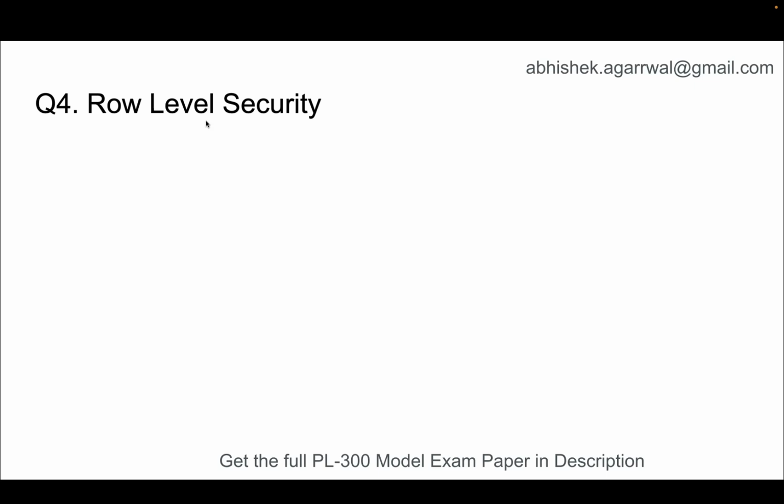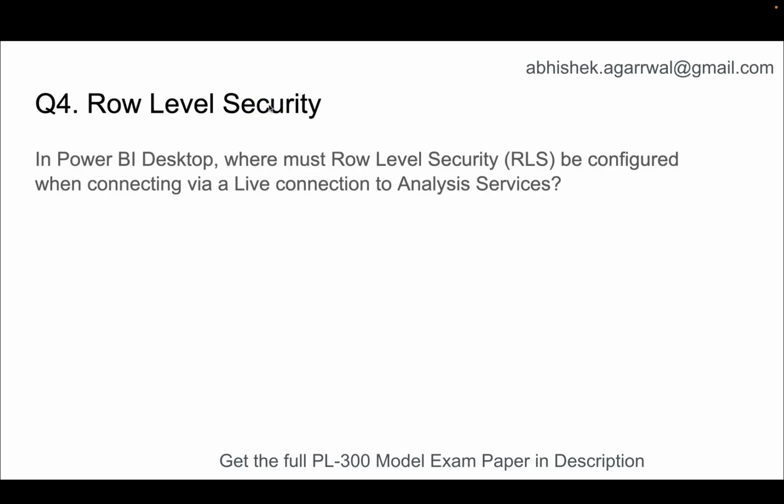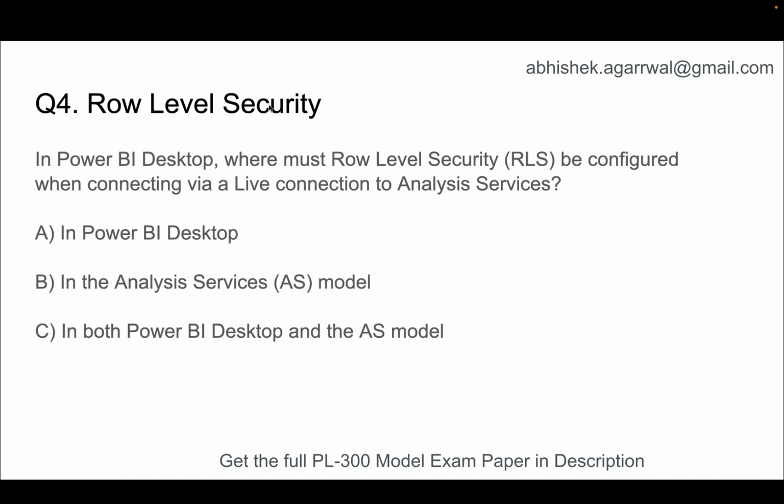So this is the row level security question, and the question is: in Power BI Desktop, where must row level security be configured when connecting via a live connection to Analysis Services? Option A is in Power BI Desktop. B is in the Analysis Services model. C is in the Power BI Desktop and Analysis Services model. And finally, the fourth option is RLS cannot be applied in this scenario. So think through what answer you are going to give in this scenario, and research will help you find the right answer.